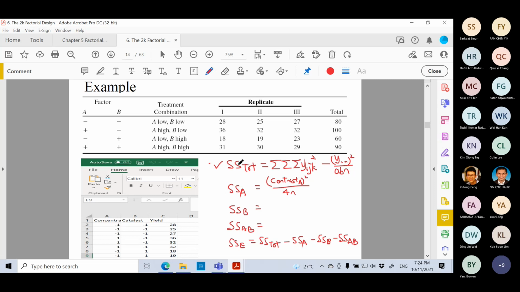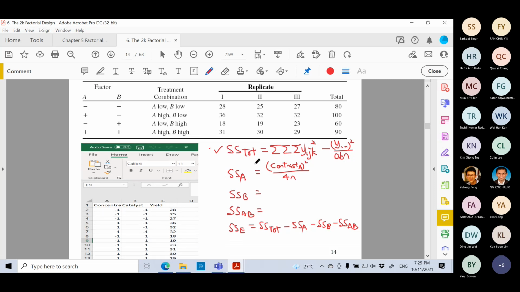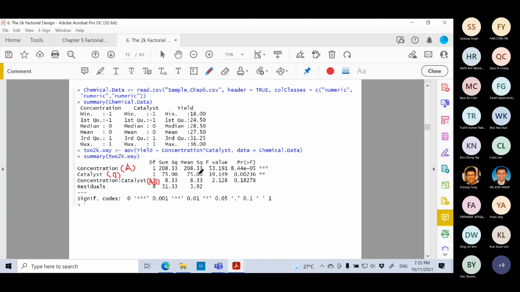Okay, so beside the sum of square, you also need the degree of freedom. The degree of freedom for sum of square for total always must be total observation minus 1. So you have total 4 times 3 is 12, so the degree of freedom for total will be 11. So this one will show it to you, the total degree of freedom.